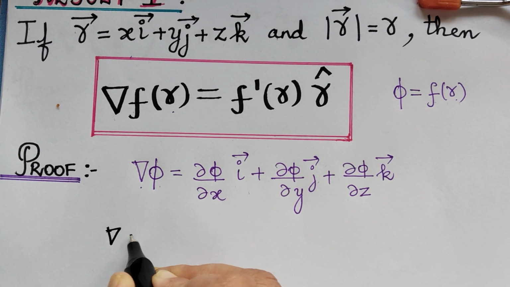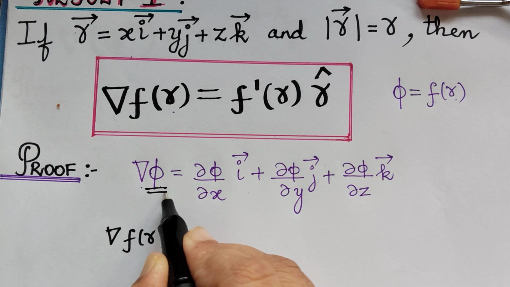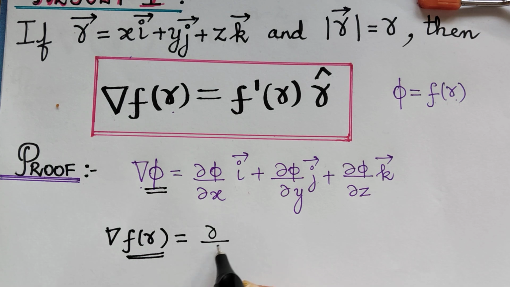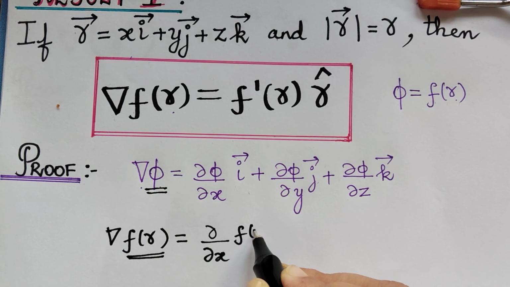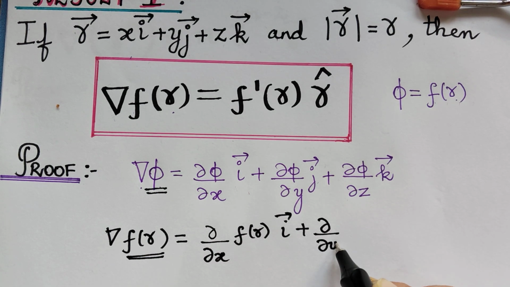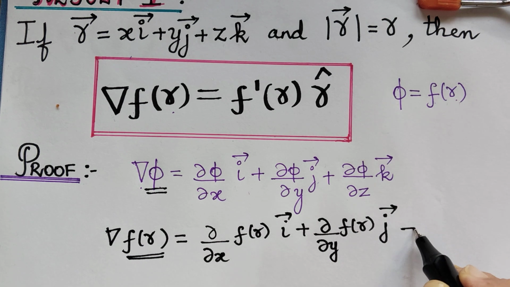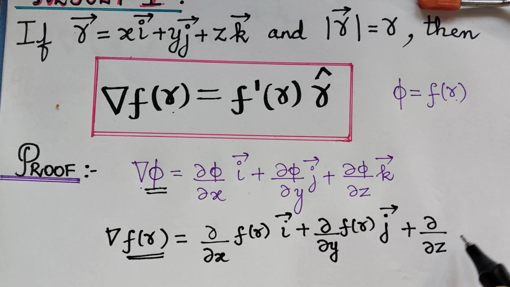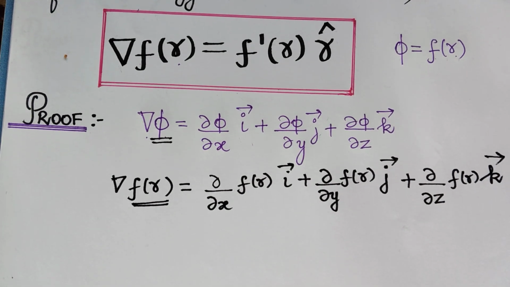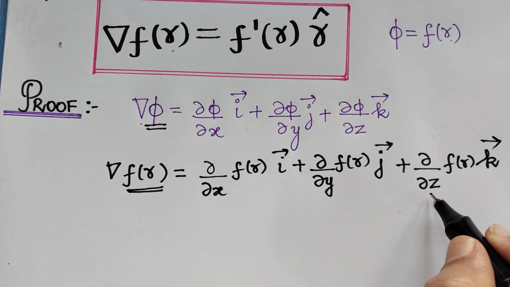Now, since phi is a function of r, what will be nabla f of r? So, nabla f of r will be equal to, now wherever we have phi, we have to replace it by f of r. So we will be having dou by dou x of f of r i vector plus dou by dou y of f of r j vector plus dou by dou z of f of r k vector. That is, we have to differentiate f of r partially with respect to x, with respect to y, and with respect to z.